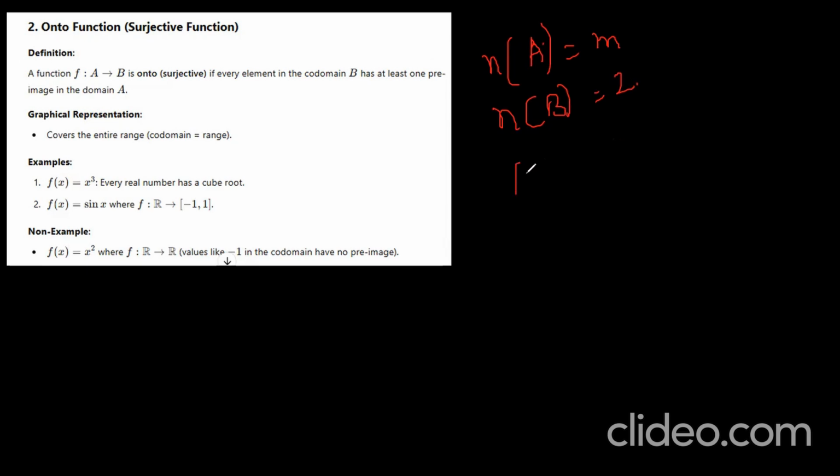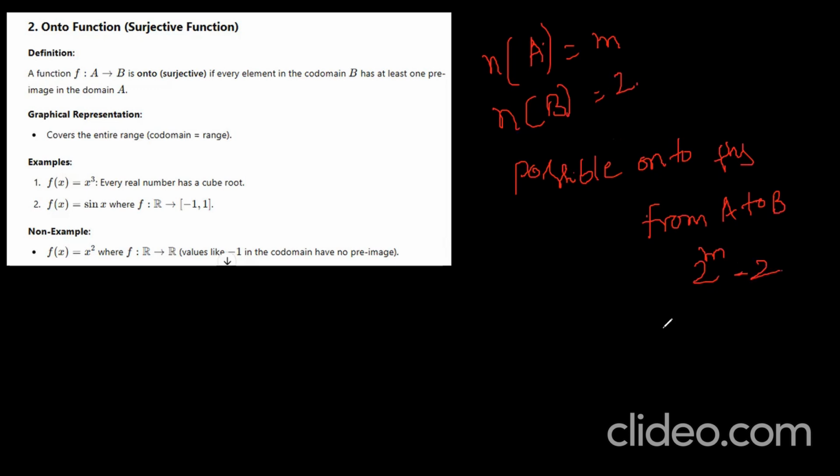Number of possible onto functions from A to B I am finding. It is going to be 2 power m minus 2. If n of A contains m elements and n of B contains 2 elements, then 2 power m minus 2 is the number of onto functions from A to B.